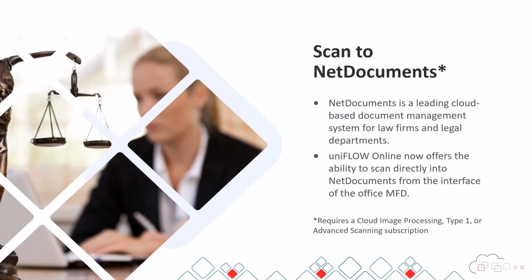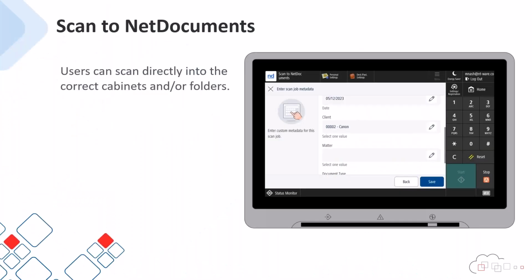So let's see how users navigate folders on the Canon device. As you can see from the slide, this basically demonstrates that users can select the correct cabinet, which is basically within the NetDocuments environment, and navigate to the appropriate folder directly from the Canon device. That is the key advantage here, ensuring accurate filing from the offset.